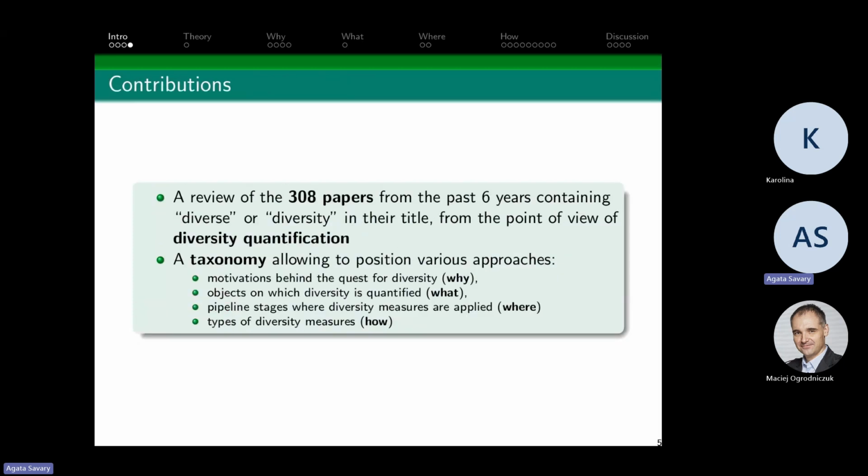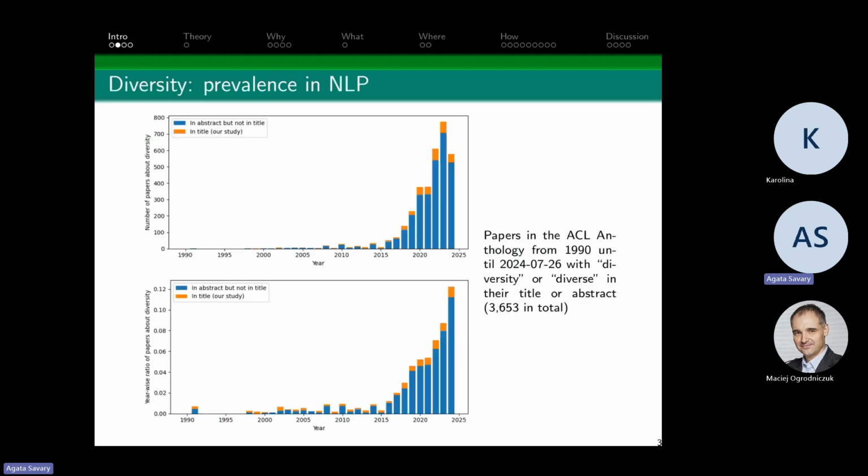So what we did, we reviewed all 308 papers, which are orange here. We couldn't review all the blue ones, because this is thousands of papers. But we did review the orange ones, which have diversity or diverse in their title, meaning it should be the central notion in the paper.